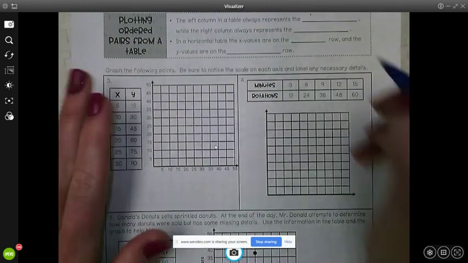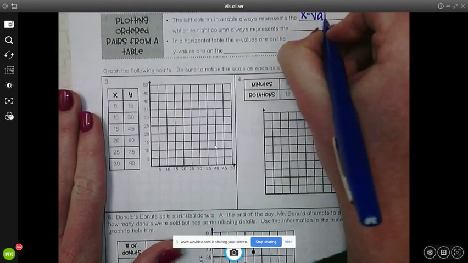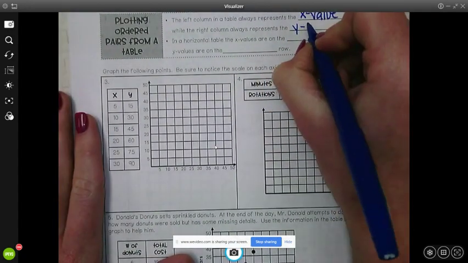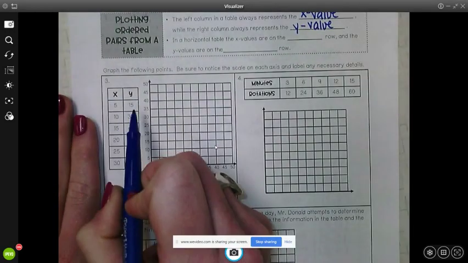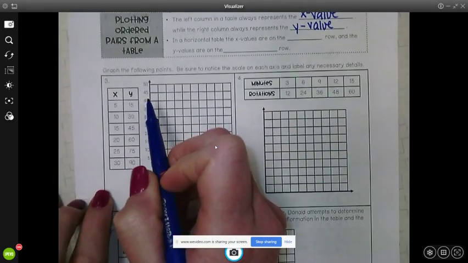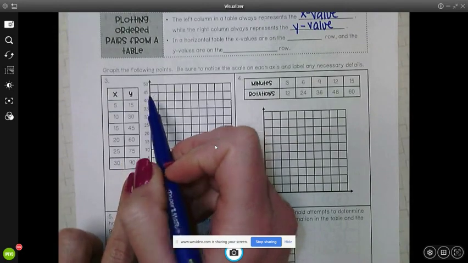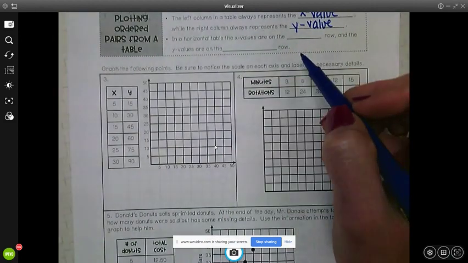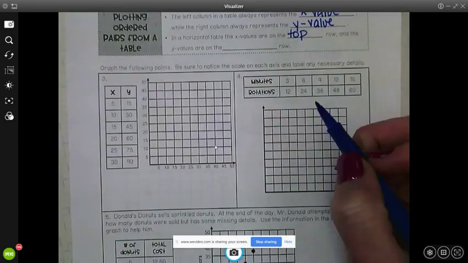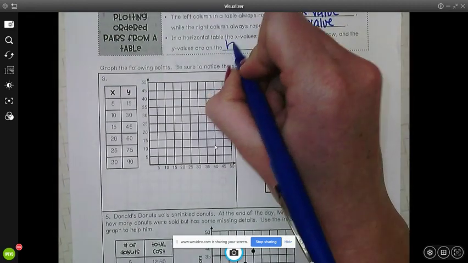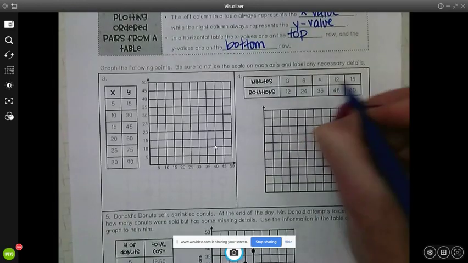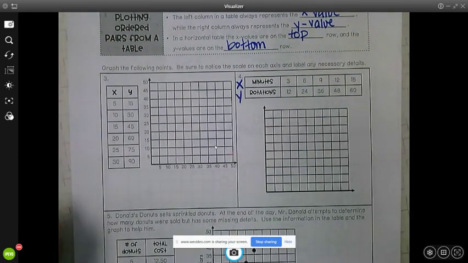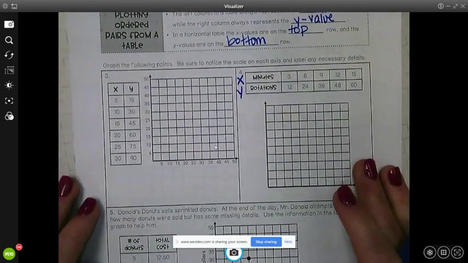So that's going to be our x value, while the right column will always represent the y. So that's easy to see. If we look at this right here, the x comes first here on the left and the y comes second on the right. And then if it is horizontal like this one, then what that means is that the top row is going to be the x and the y will be on the bottom. So this one right here is going to be your x, this is going to be your y. So either way you look at it, just remember that the x should always, always, always come first.